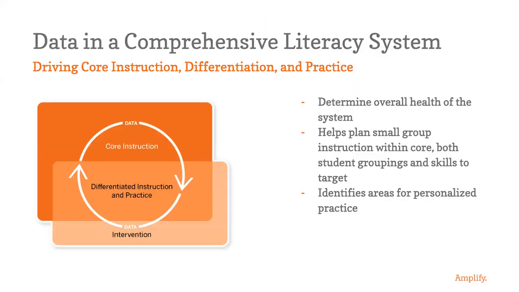All right, so we've talked a little bit about assessments. So let's talk about how these different assessment types fit within our literacy system. So for core instruction, we'll focus there right now. So on the dark orange and that medium orange portions of the square. We need data to determine the overall health of our system, to plan our small group instruction, and by that we mean to figure out how to group students and determine which skills to target in those groups. And we need to actually identify the skills where students may benefit from some help with individualized practice. So those are key ways that we need to use data in our core and differentiated instruction and practice.